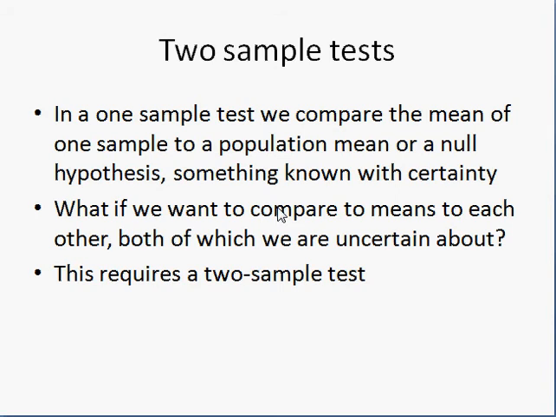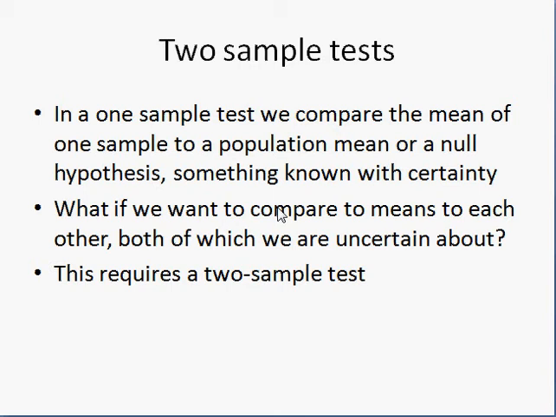So in the previous example, we were looking at one variable and comparing the mean of that variable against a null hypothesis that was a number. We had a belief about what the mean should be, and then we accepted or rejected that status quo.